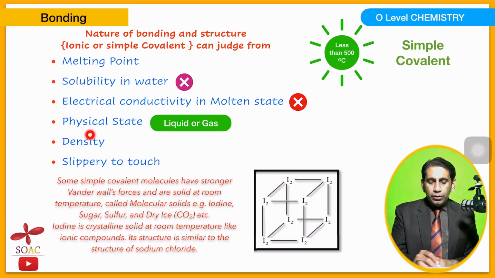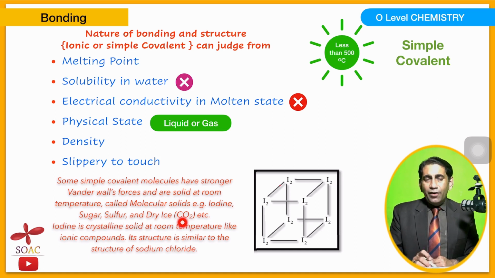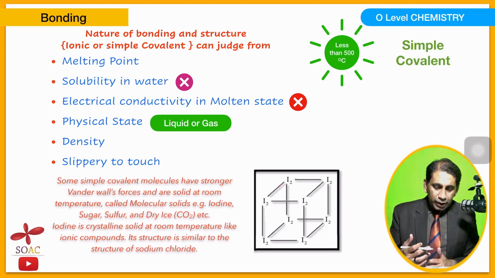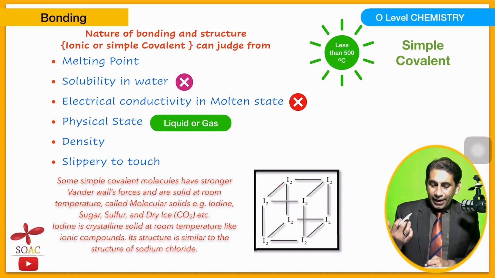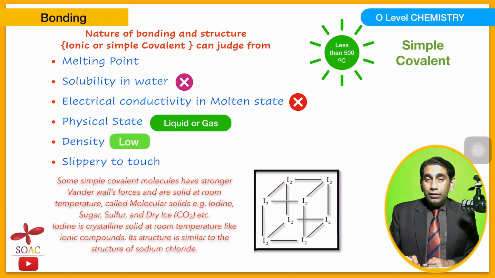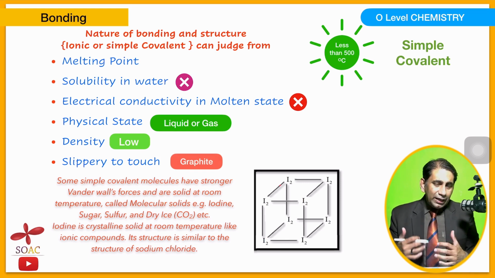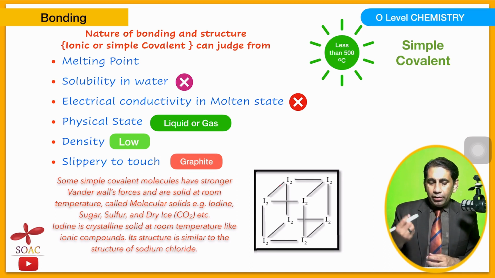Iodine is solid at room temperature. The physical state of glucose, sugar, is solid. The physical state of sulfur is solid. The physical state of CO2 is solid. So there are few exceptions. A few simple covalent molecules may be solid at room temperature, but usually they are liquid or gaseous. They have low density. And if something is slippery to touch, this is the specific indication of graphite. As far as the O-level syllabus is concerned, only graphite has this physical property. It is slippery to touch.